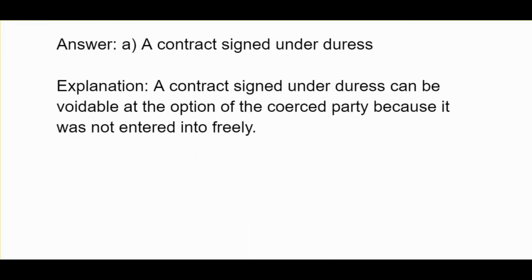A contract signed under duress. A contract signed under duress can be voidable at the option of the coerced party because it was not entered into freely.